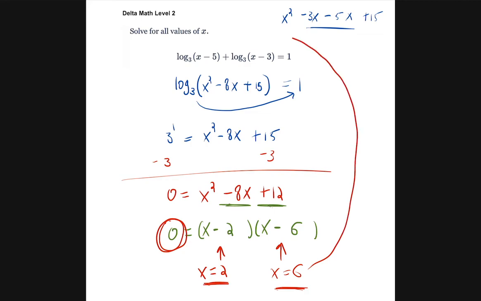I like to just look through and see, does it make any of my logs negative? 6 minus 5, that's 1. Nope, good to go. 6 minus 3, that's 3. Good to go. 6 is definitely an answer.